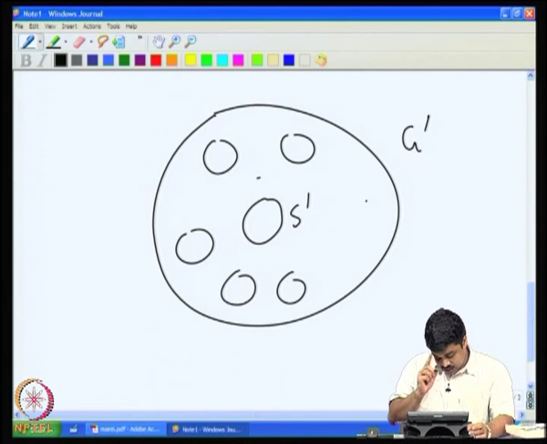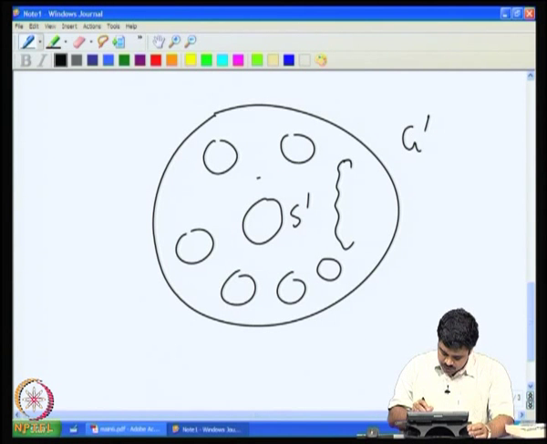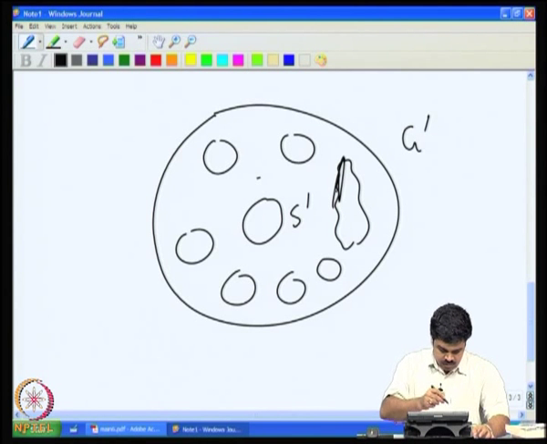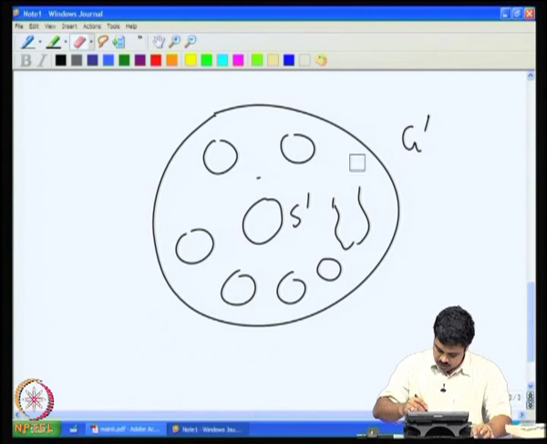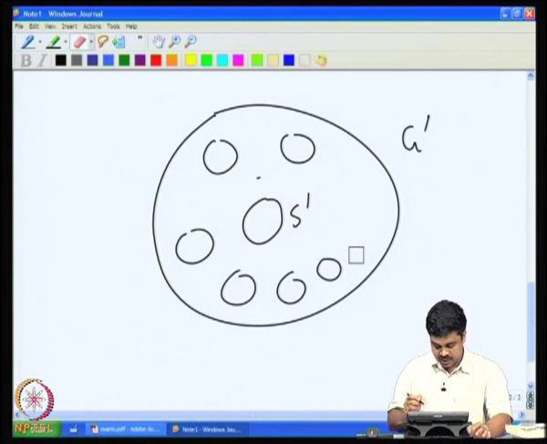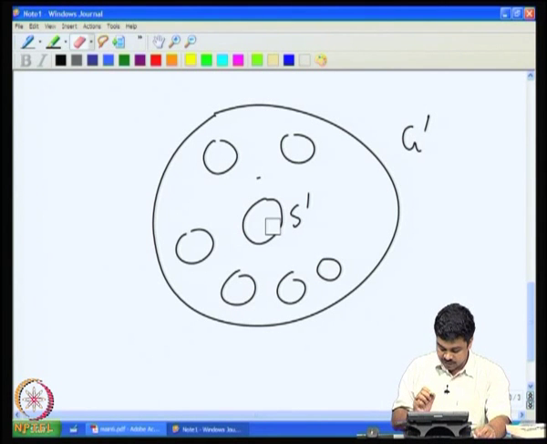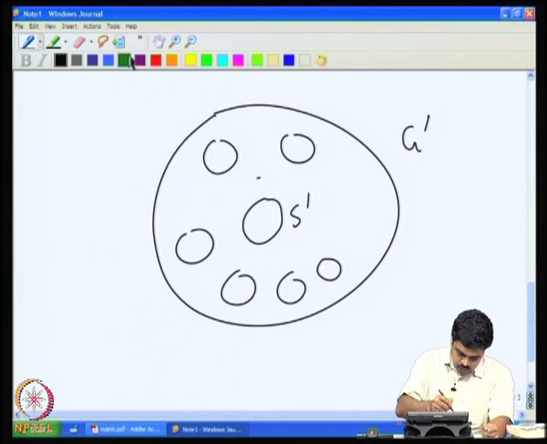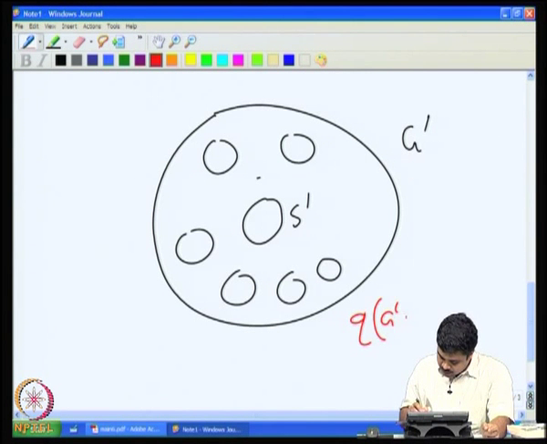Whatever it is, it may have even components and odd components, or according to our statement all the components can be odd. It is a bad set anyway, whatever the number of odd components, it is more than this. So what we know is Q of G dash minus S dash is strictly greater than the cardinality of S dash.